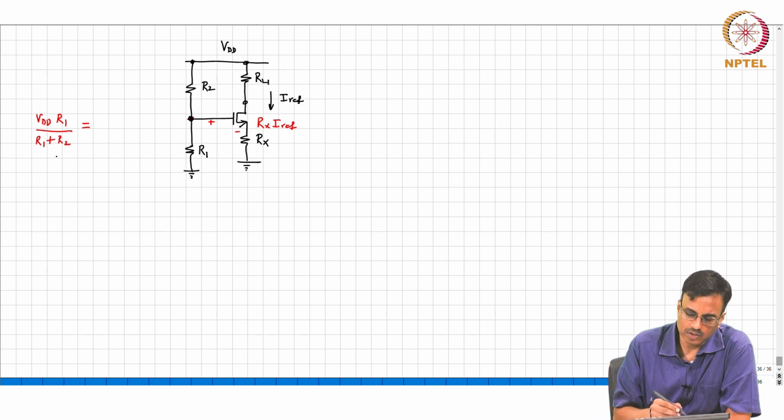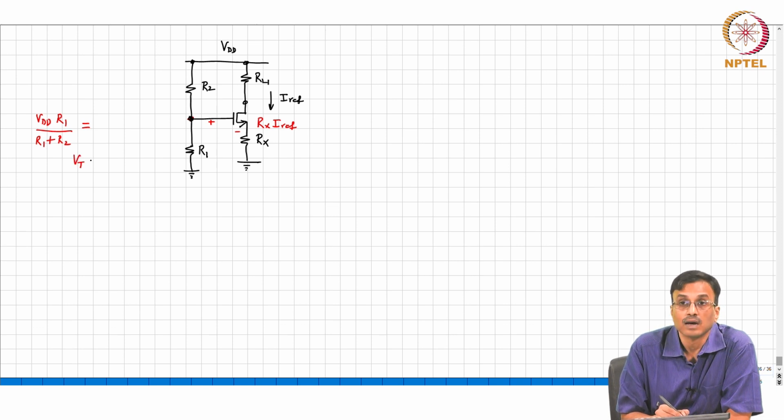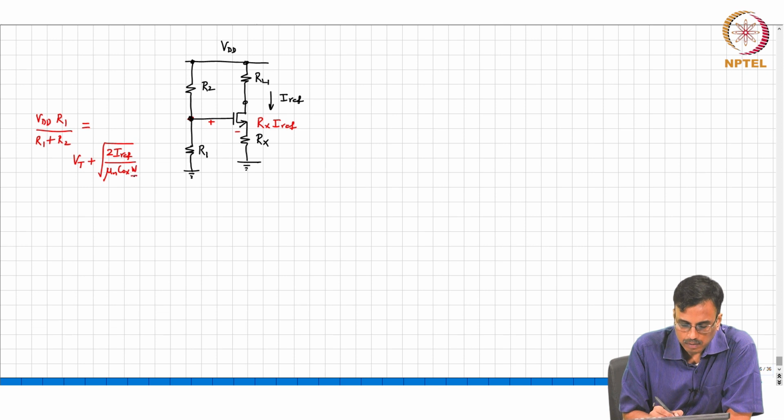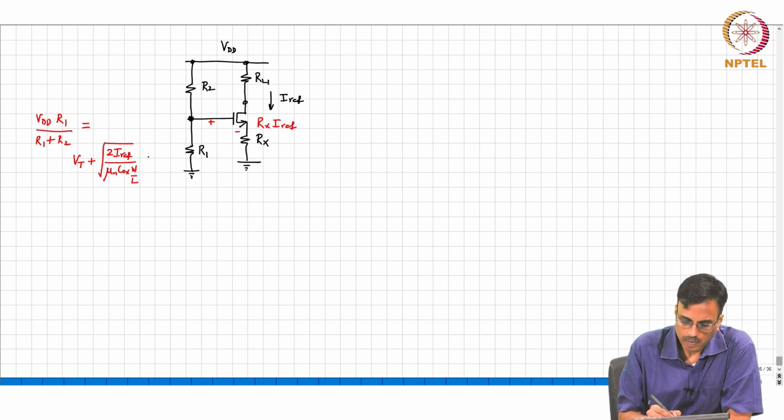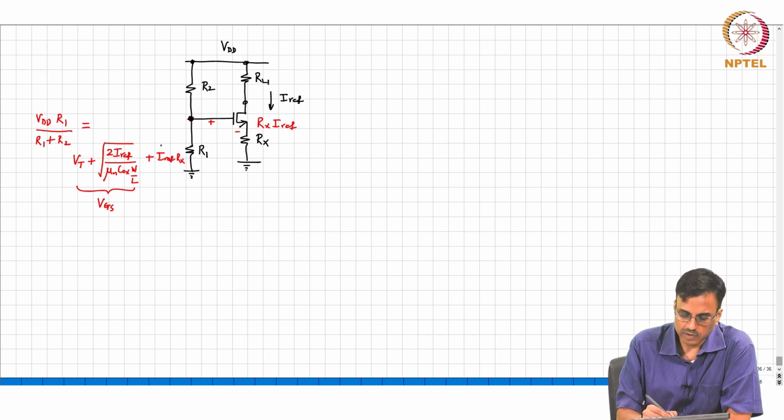So, the gate-source voltage of the transistor is nothing but Vt plus the square root of 2 IREF over mu n C ox W by L, plus IREF Rx. So IREF is known, Rx is known, the transistor properties are known, so VGS is known, and VDD is known.